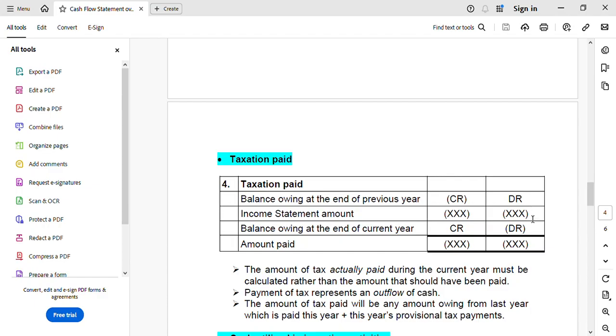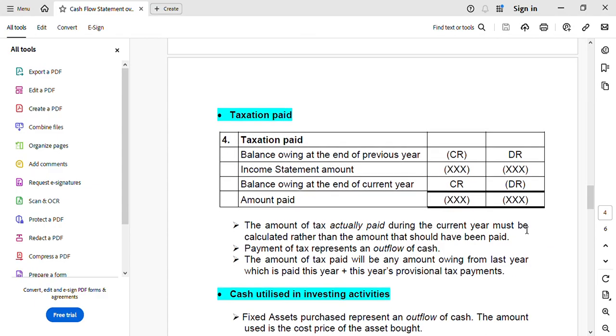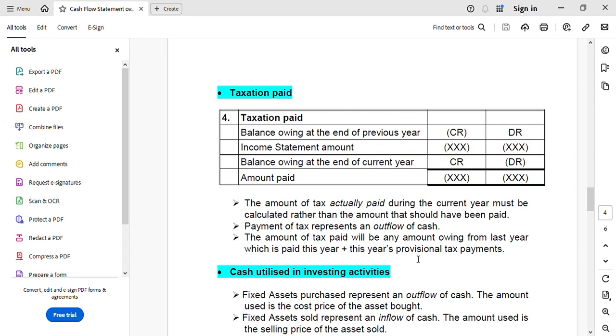The amount in the income statement is the amount that you should have paid for this year. If at the end of the year SARS has a debit balance, it means you've paid what you should have paid and you've paid extra. So that debit balance will also be in brackets. So in summary then, the amount of tax that you actually paid will be any amount owing from last year, that's this one, plus this year's provisional tax payments, which is the difference between what you should have paid and what you still owe, or if it's a debit balance, it's the total of what you should have paid plus the extra amount that you've paid.